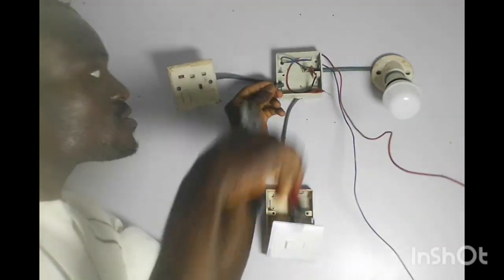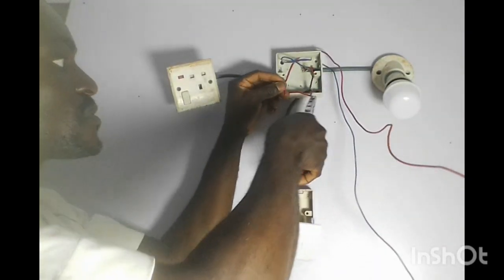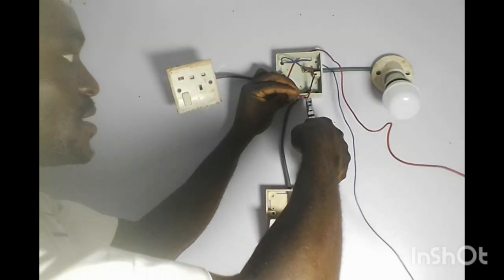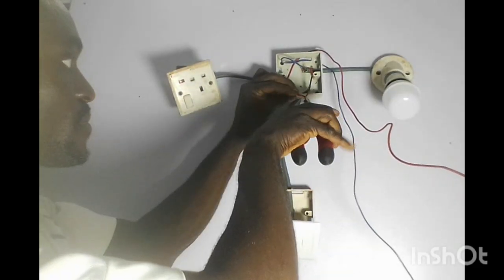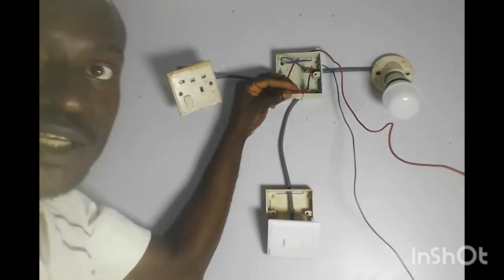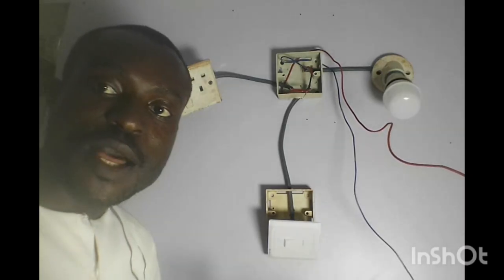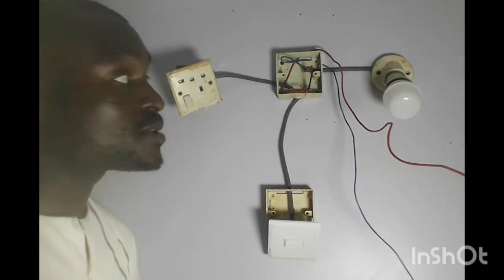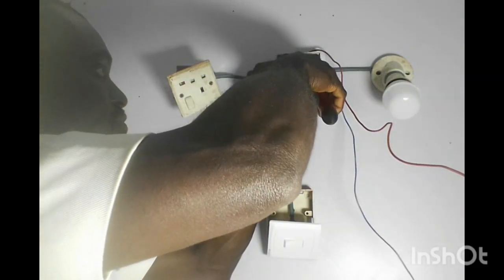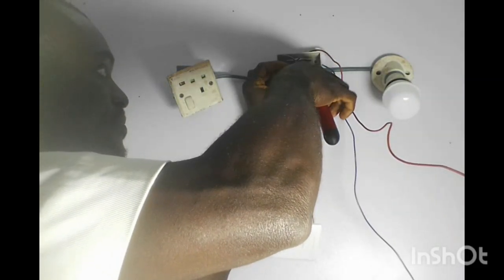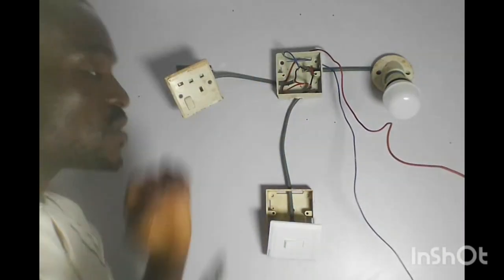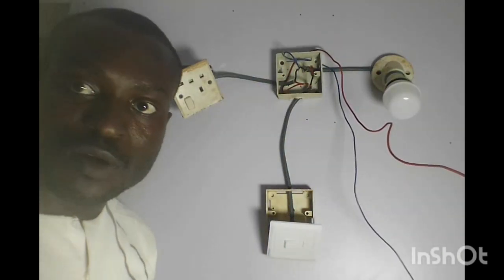So this is the source of my power. I'm going to connect it directly to this place, as you can see. Now the neutral of my socket will go directly to the neutral of the source of my power, which is this. I've completed the connection.